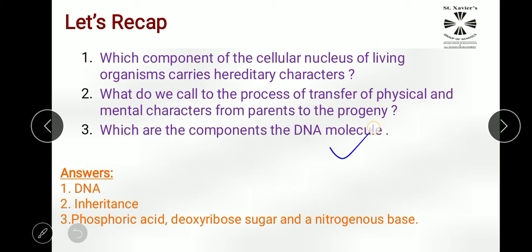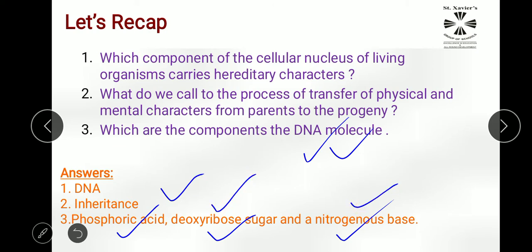And the last, third one: which are the components of DNA molecules? Students, we know what DNA is. DNA is the basic unit of chromosome. Chromosomes are made up of DNA. Now which components? The components are phosphoric acid, deoxyribose sugar, and nitrogenous bases. DNA molecules are made up of phosphoric acid, deoxyribose sugar, and nitrogenous bases, students.